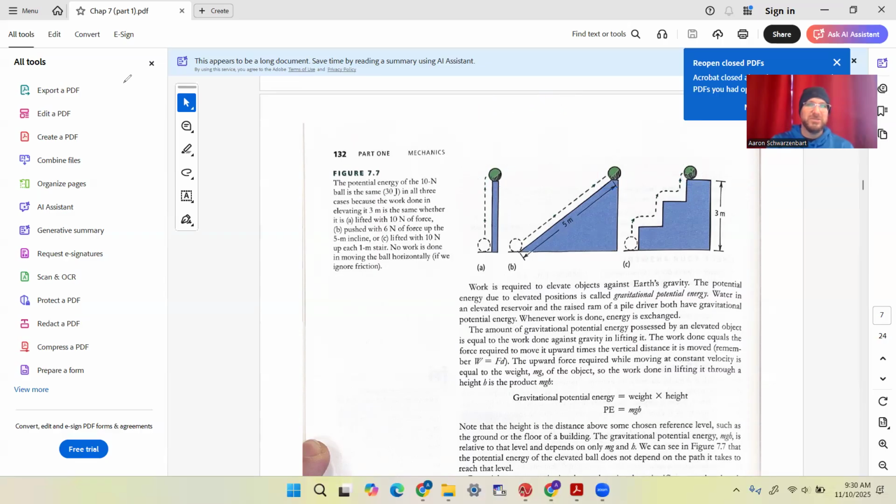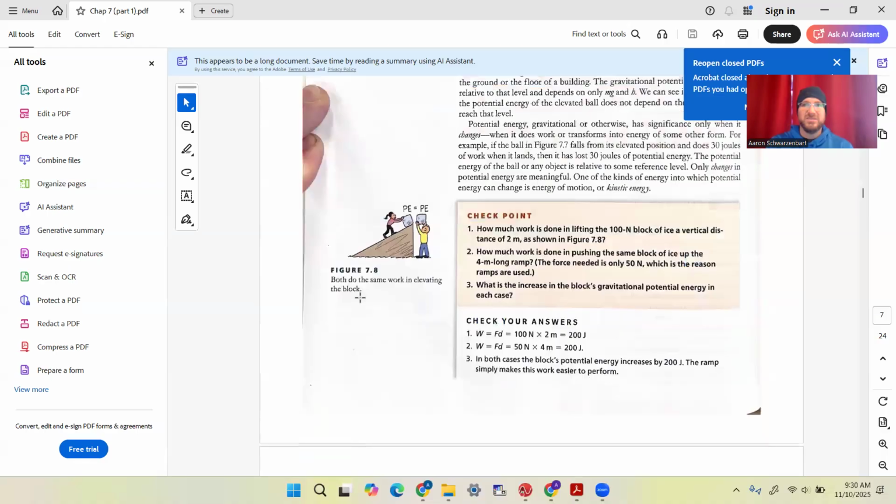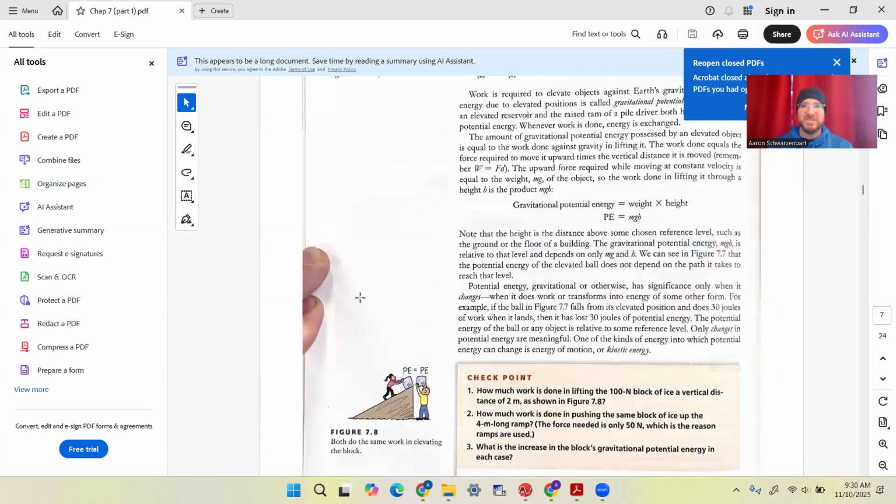So we can do a quick little check here. How much work is done lifting a 100 Newton block of ice a vertical distance of 2 meters? Well, it's 100 newtons. It gave me the force gravity. Work is equal to force times distance. That's 100 times 2, or 200 joules.